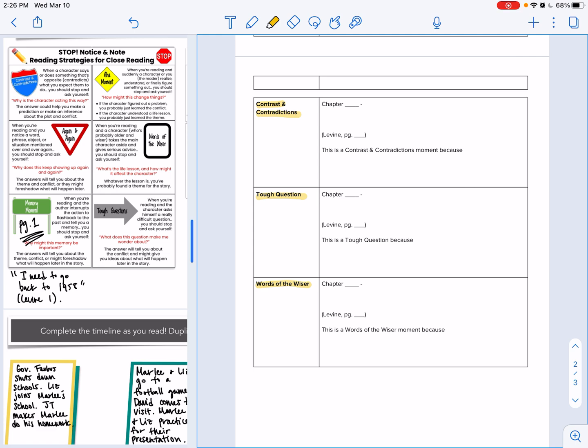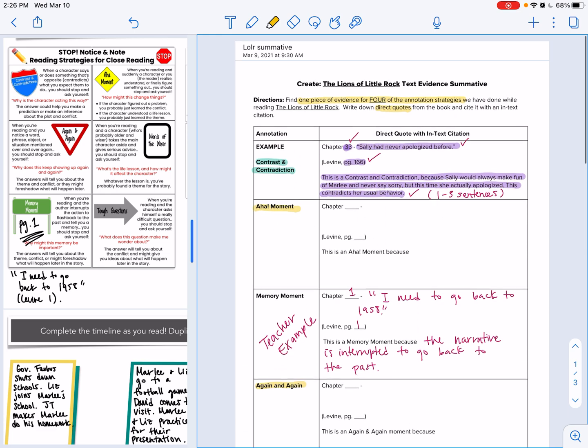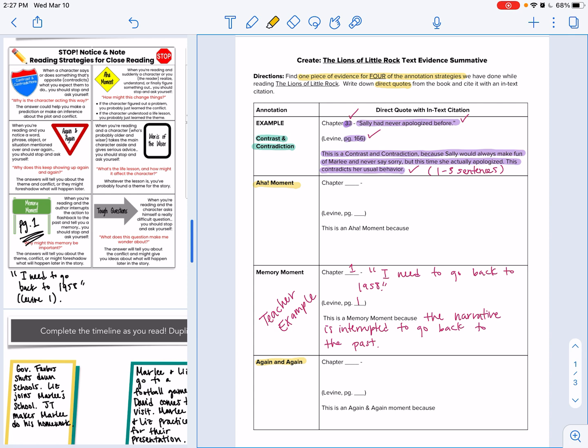We have annotated multiple examples of this in your book. If for some reason you were not tuning into our Zooms and you missed those annotations, then I recommend you watch the Zoom recordings so that you can find examples for each of these. If you have any questions, please don't hesitate to email me. But if this is not turned in by tomorrow at 3 o'clock, then I will have to give you a 0 for this summative assessment grade.